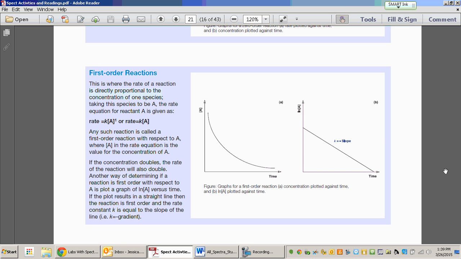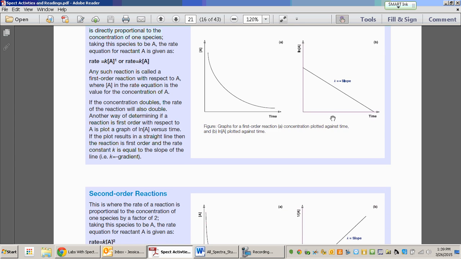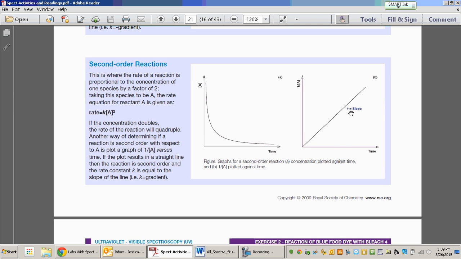So the first graph is concentration versus time, right? And this one's the natural log of concentration versus time. So we're just looking at concentration. You can see that the graph is curved, and as you go down to second order, it's even more. It looks like an L shape. But this graph is 1 over concentration, so it goes up as time goes on.